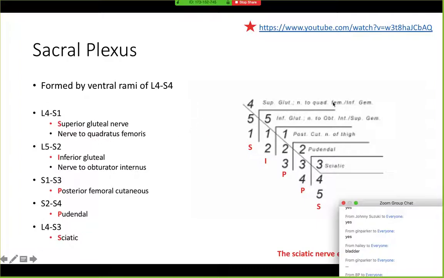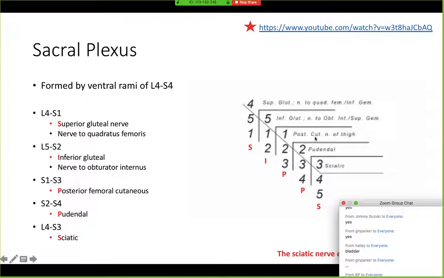the quadratus femoris, and then also it supplies the innervation for the inferior gemellus, which we'll get to. Okay, and then L5 to S2, so 5, 1, 2 is inferior gluteal nerve to the obturator internus, and then innervation for the superior gemellus muscle. S1 to S3, so 1, 2, 3, and there's your P, is the posterior femoral cutaneous nerve.